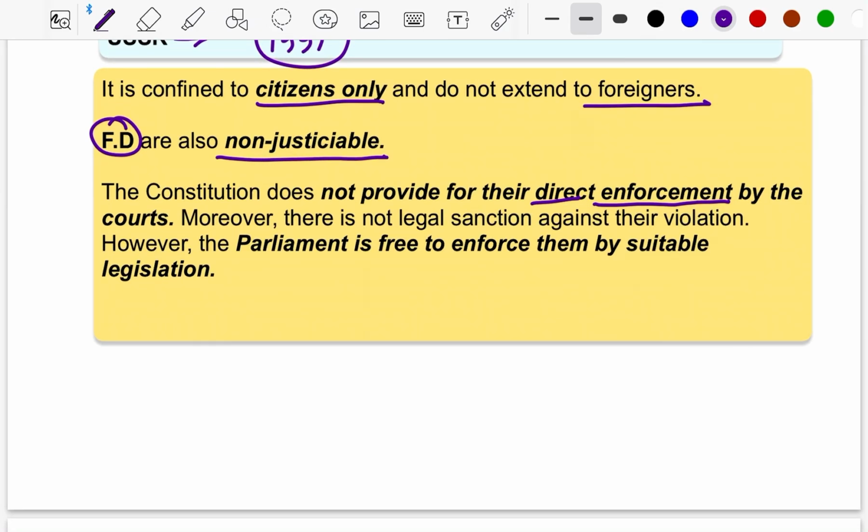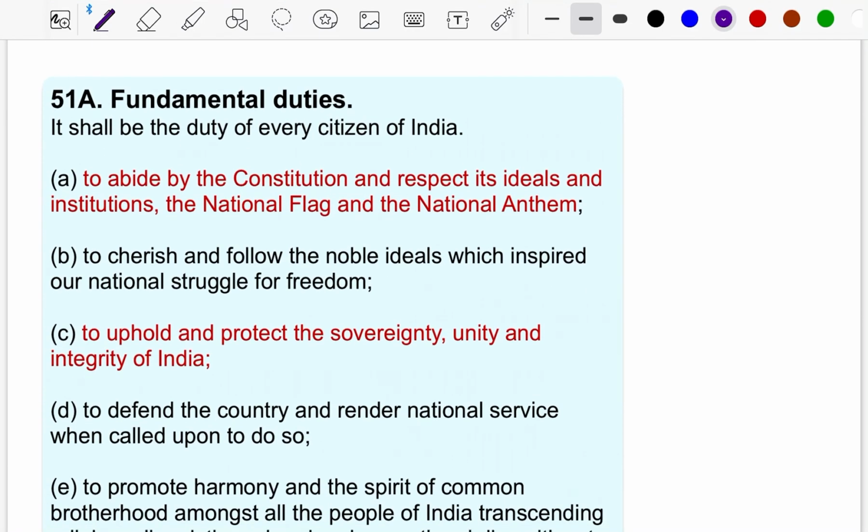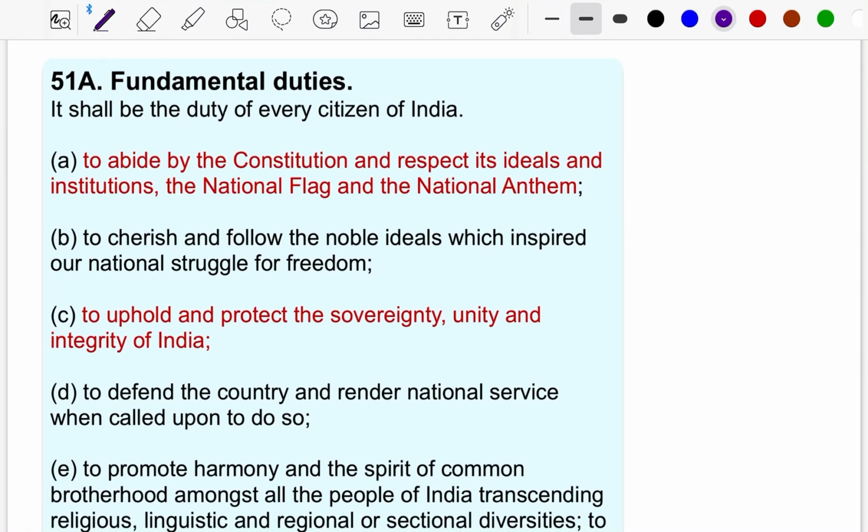Currently it is not enforceable, but Parliament is free to enforce them by suitable legislation. If Parliament feels that it is required that fundamental duties should be enforceable in a court of law, they can do so by appropriate legislation, right? So keep that in mind. How many fundamental duties are there? There are 11 fundamental duties currently.